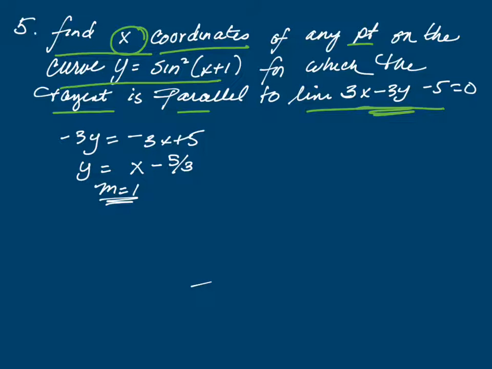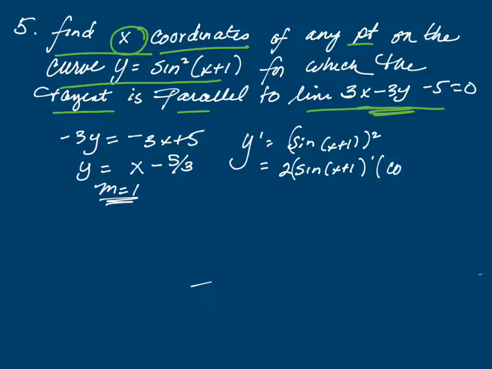So then we have to take the derivative of our function. So we need y prime, and if you want to rewrite it, it's sine of x plus 1 quantity squared. So let's do this chain rule. That would be 2 sine of x plus 1 to the 1 power. Inside we have the derivative of sine x plus 1 is cosine x plus 1, and then the derivative of x plus 1 is just 1. So we just have 2 sine x plus 1 cosine x plus 1.